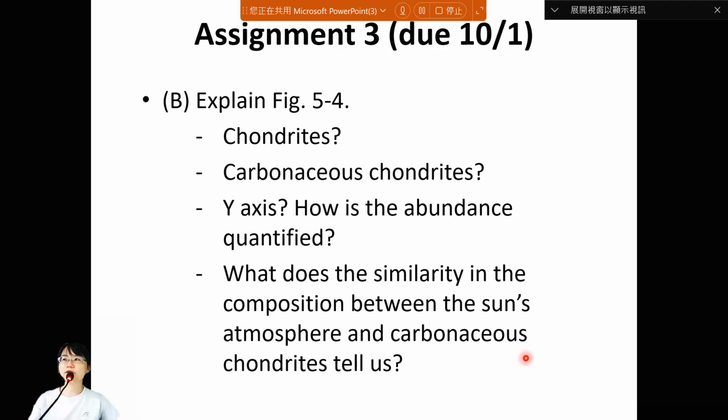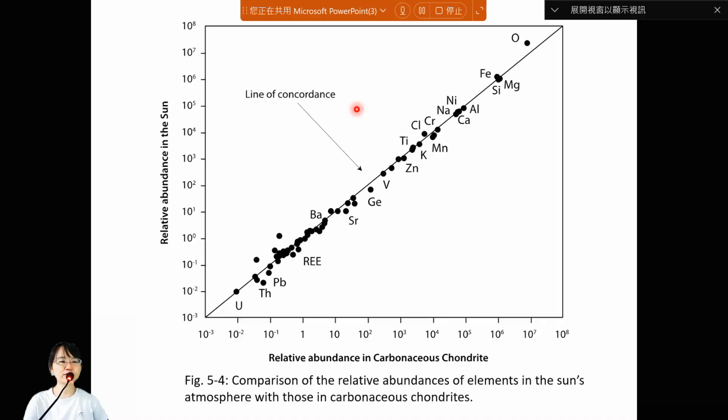Assignment 3. You will need to prepare questions for our next topic, planetary systems. So based on previous students, they somehow tend to dislike this topic a lot. You have to answer these questions. First, what are chondrites? You need to look up in the textbook. Within chondrites, there is another class called carbonaceous chondrites. What are they? Then, explain figure 5-4.